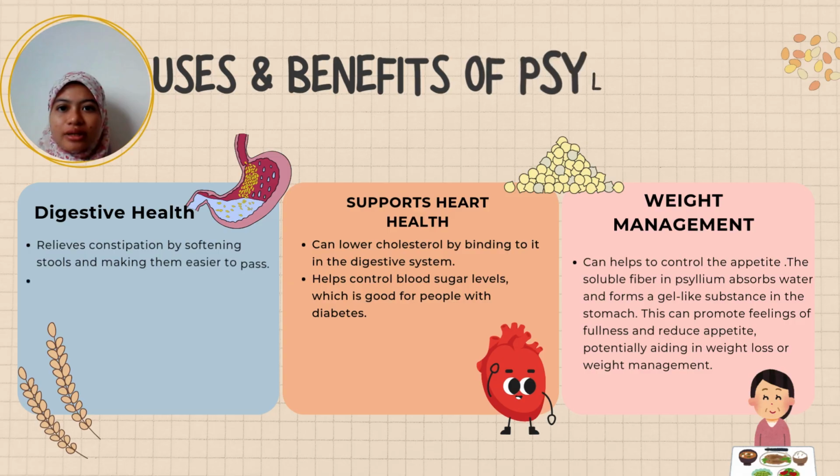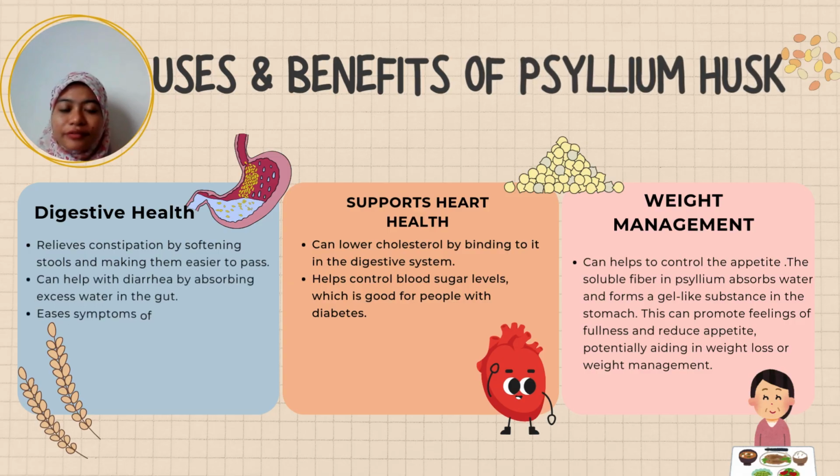Now I will talk about the uses and benefits of Psyllium Husk. There are many common uses and benefits of Psyllium Husk for our body health. First of all, Psyllium Husk can help us with digestive health. It is because Psyllium Husk can absorb water and expand in the intestine, which helps to soften stool and promote regular bowel movement.